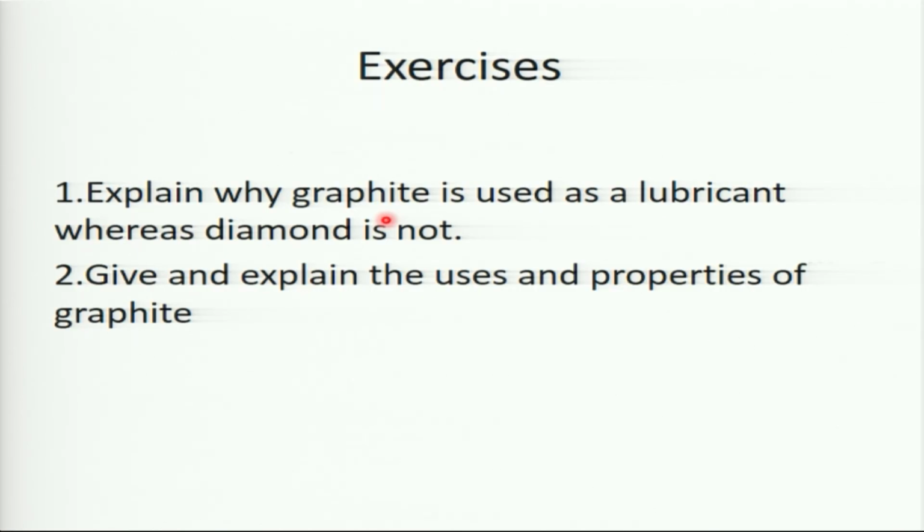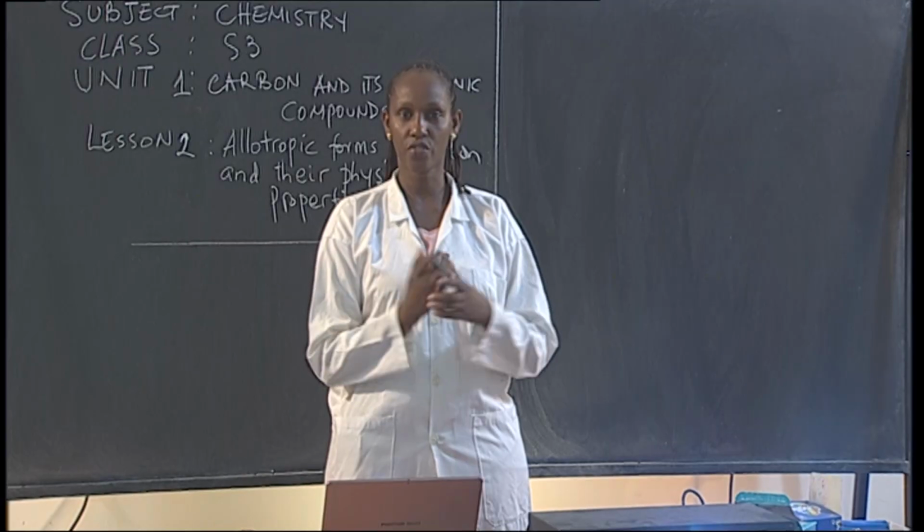Another question is number 2. Give and explain the uses and properties of graphite. You should first talk of the properties of graphite, so you lead them to the uses of graphite, because we said the uses of graphite are brought about as a result of its properties. So it's the property that gave the uses of graphite. It will be very easy for everybody. All right? So try to attempt those two questions in your free time.